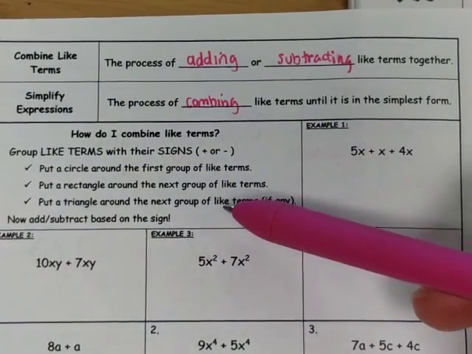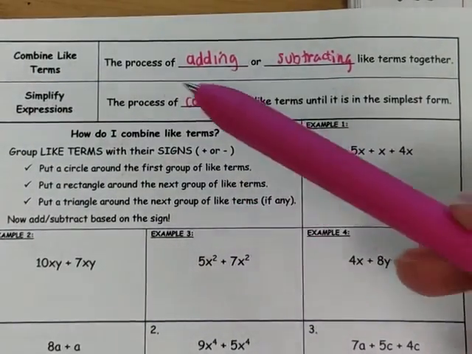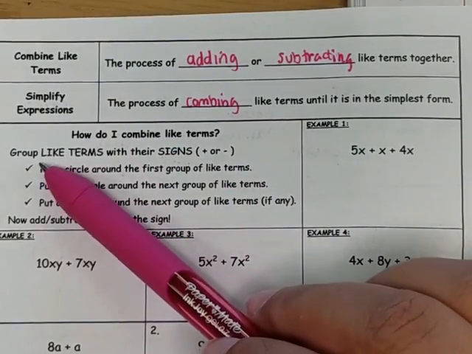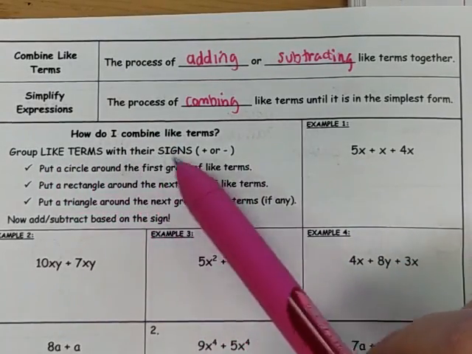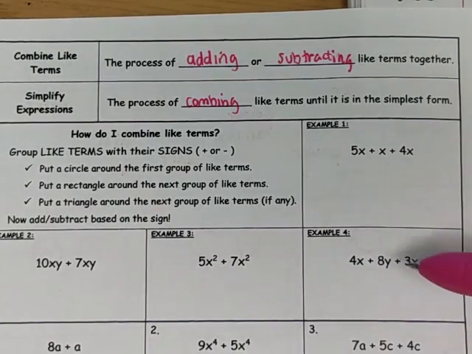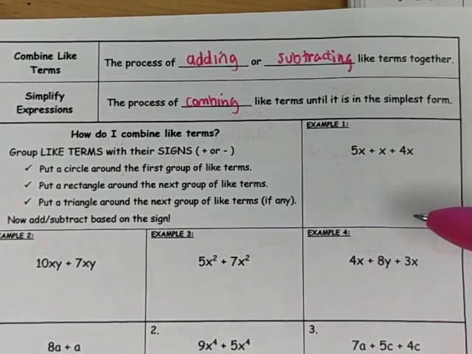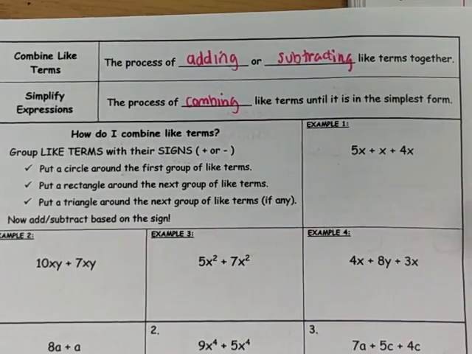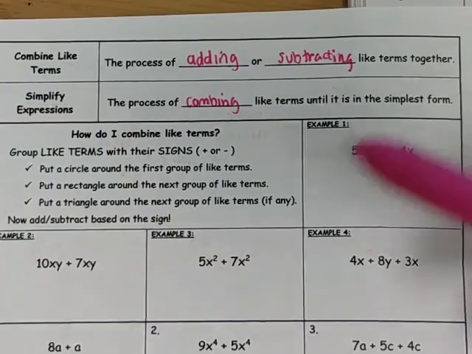So here's a checklist of how you can combine like terms. Make sure that when you group like terms that they're with their signs. So if you see a plus sign in front of it, it's positive. If you see a subtraction sign in front of it, it's going to be a negative. So that kind of integrates the integer portion that we learned in Unit 1.